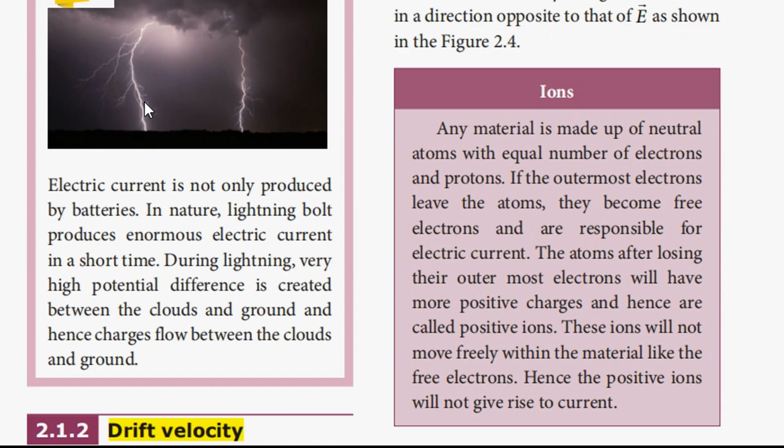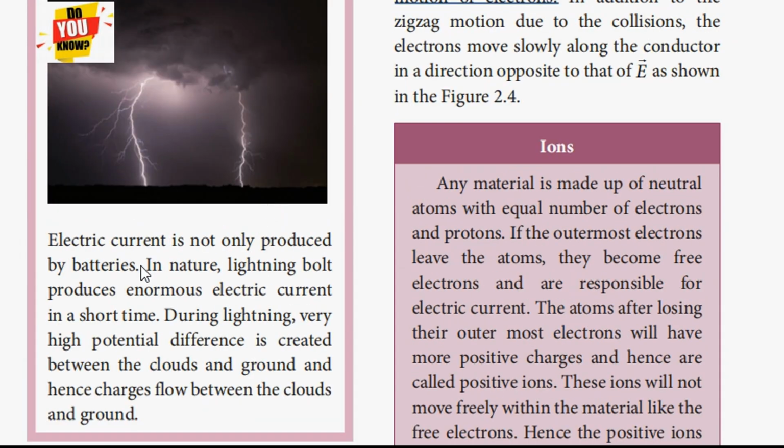Here, the electric current is not only produced by batteries. In nature, a lightning bolt produces enormous electric current in a short time. During lightning, a very high potential difference is created between the clouds and ground, and hence charges flow between the clouds and ground, like this.